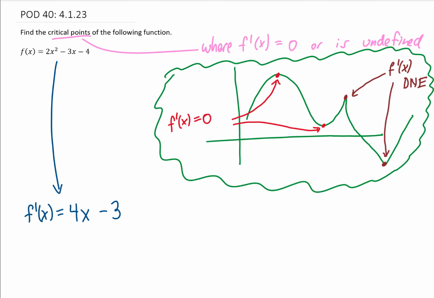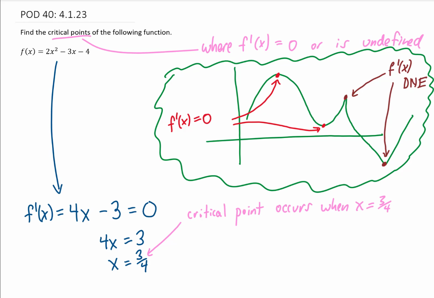Now our critical points occur where this derivative is either 0 or it's undefined. Well, this first derivative is just a linear function, so it's always defined. There are no denominators. So the only critical points we're going to find here are where this first derivative is equal to 0. This is now an equation that we can solve for x simply by adding 3 to both sides and then dividing both sides of the equation by 4. So we have one critical point, and it occurs when x equals 3/4. I believe that this is the answer that we're looking for in this particular problem.